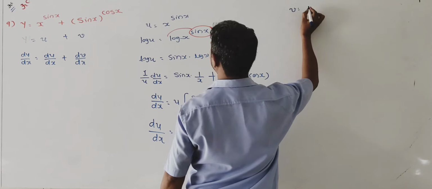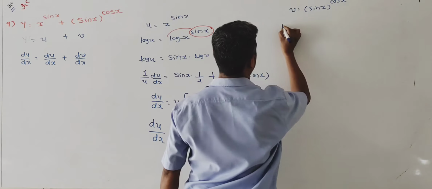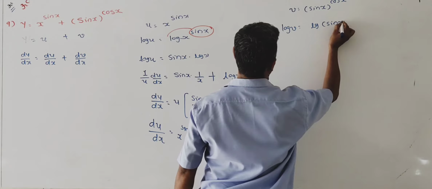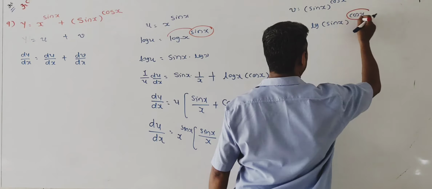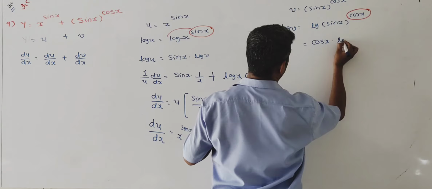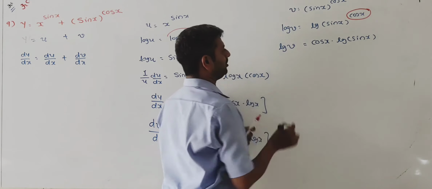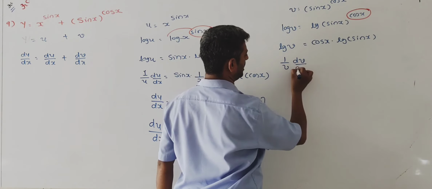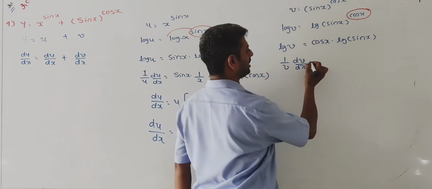Now v is equal to sin x raised to cos x. So log v is equal to log of sin x raised to cos x. The power will come ahead, so this is cos x into log of sin x, that is log v. The derivative of log v is 1 upon v dv by dx.